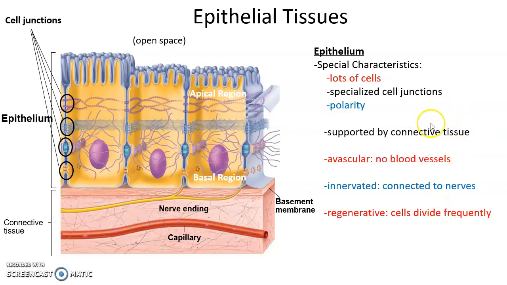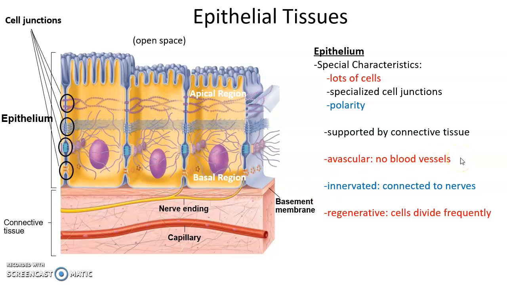It's also important to know that the epithelium tissue always rests on connective tissue. So epithelial tissue is always on top of connective tissue of some kind. The epithelium is avascular. So this means there is no blood vessels running through the epithelial tissue. It is avascular.